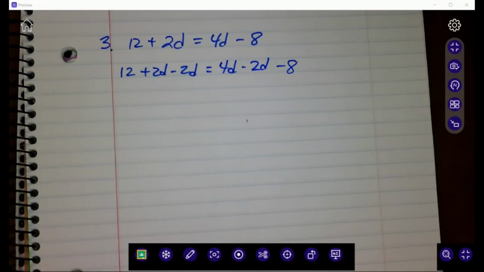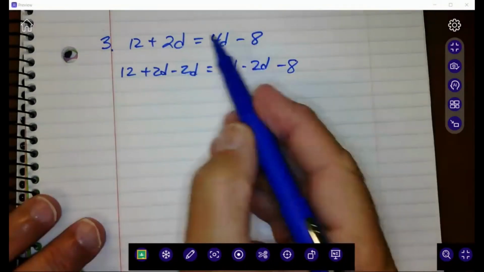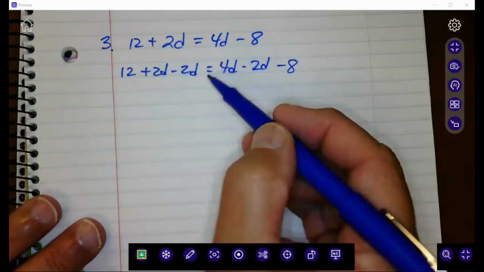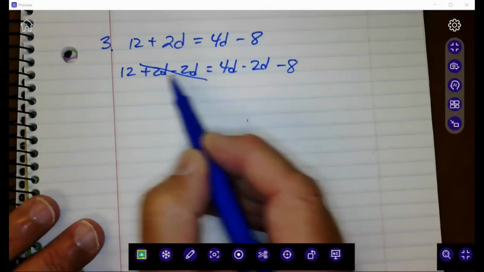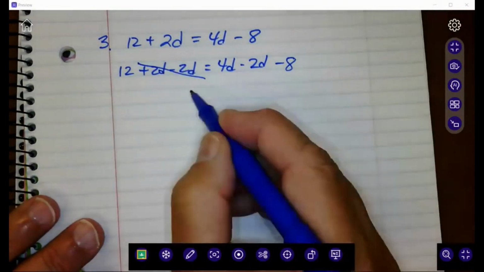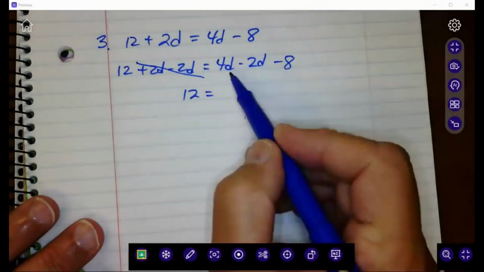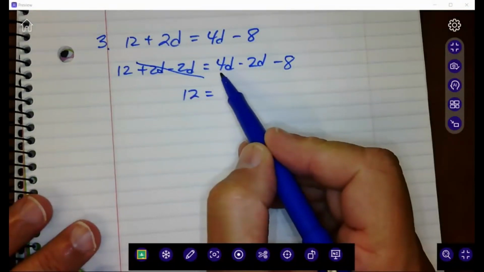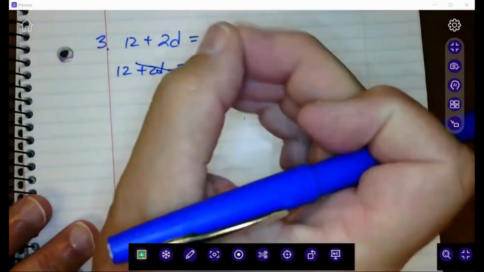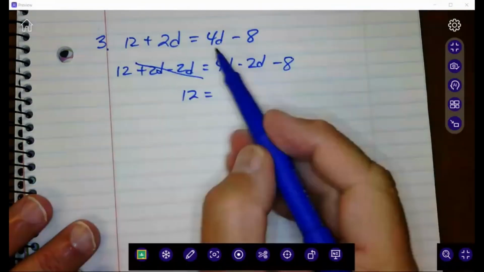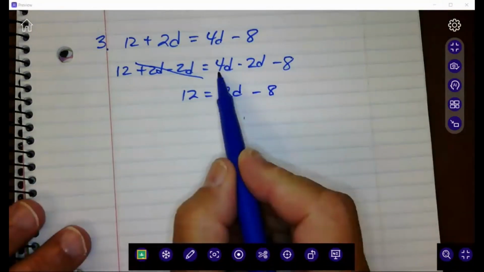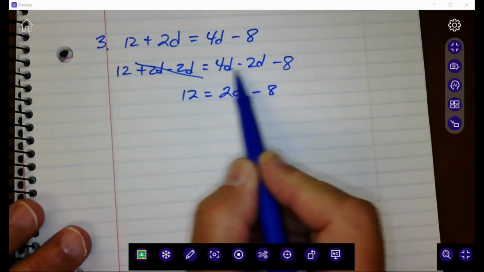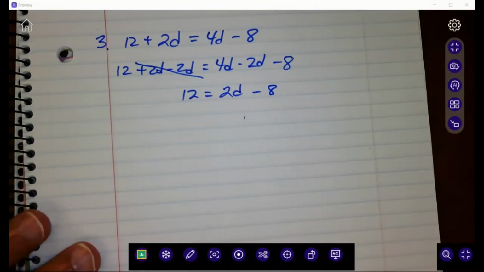We've got to get the variable term on one side or the other. So it doesn't matter which side you pick. These add up to 0. That's why we did that, so that the d term on this side would go away. All we're left with is 12. Now we need to combine like terms. 4d and negative 2d, we got to stick them together. 4 minus 2 is 2d. We added positive 4 and negative 2, put those together and got 2d.